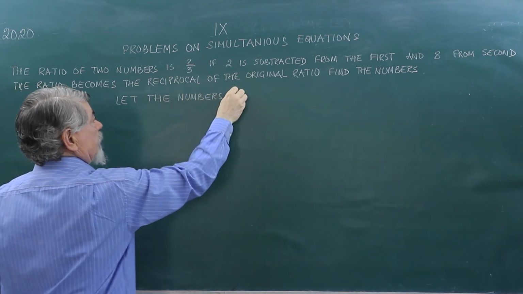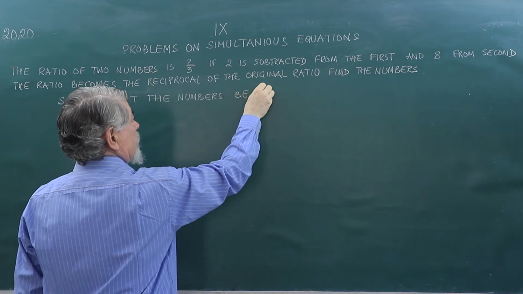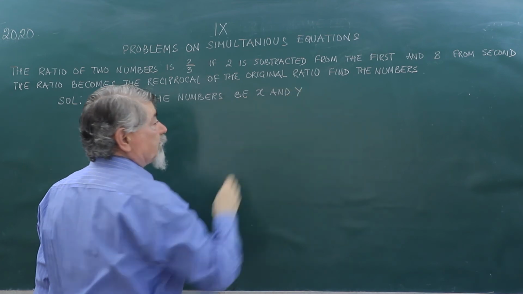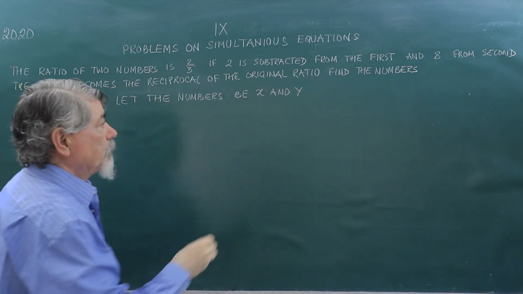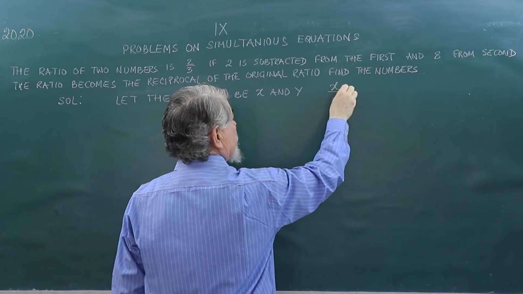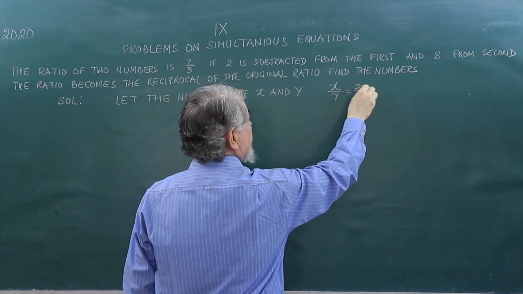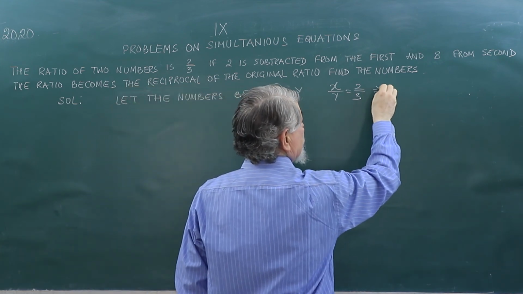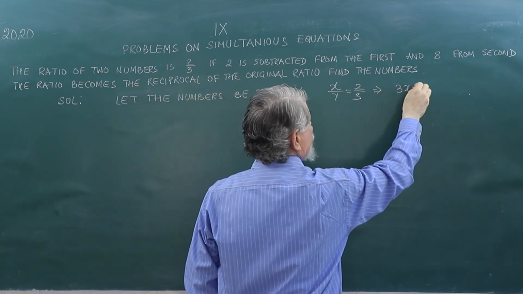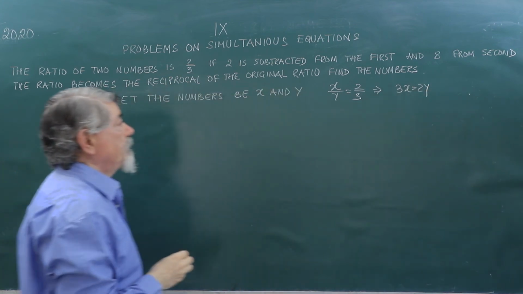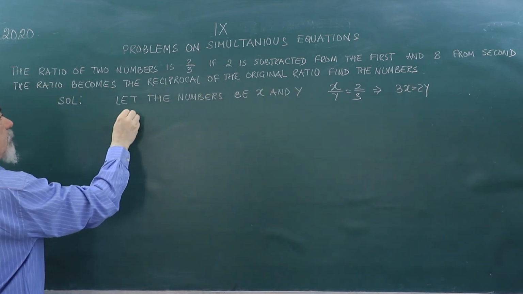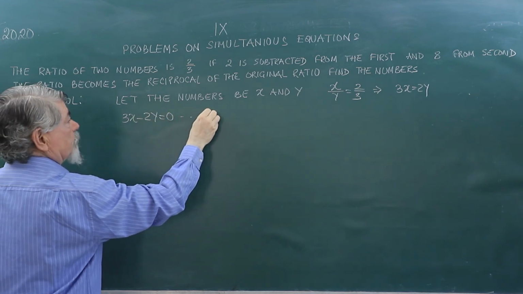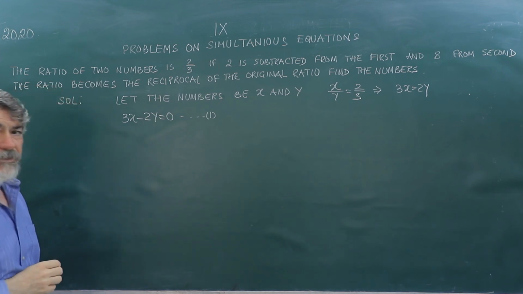Let the numbers be x and y. We have assumed the numbers to be x and y. He says the ratio of the two numbers is 2/3. So x upon y is 2/3. If I cross multiply this, I will get 3x is equal to 2y, or 3x minus 2y is equal to 0. This is equation 1.